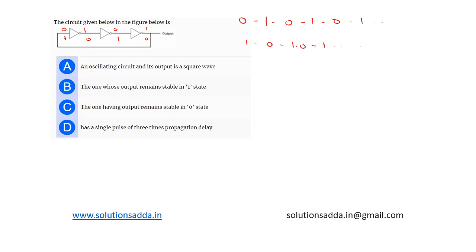So the correct answer is it is an oscillating circuit and its output is a square wave as it oscillates between 0 and 1 like this. The output will be an oscillating circuit and the output will be a square wave. So the correct answer is option A, an oscillating circuit and its output is a square wave.